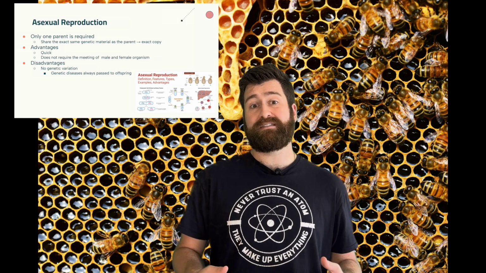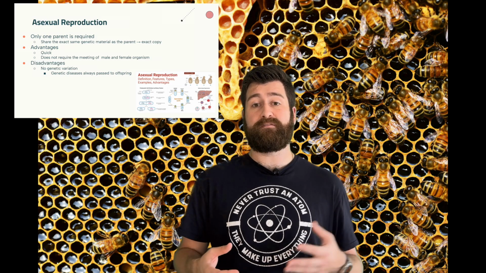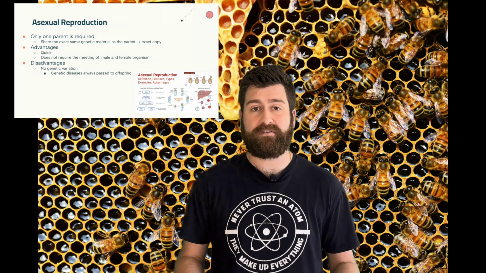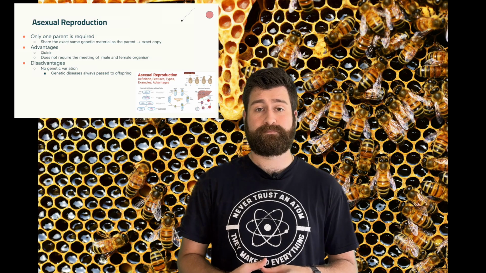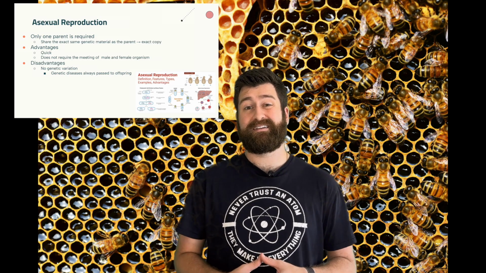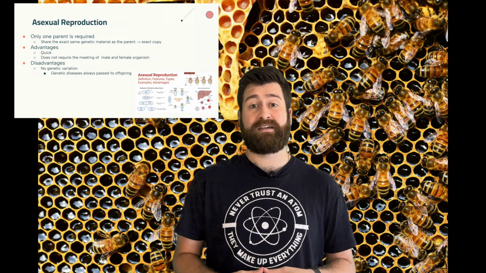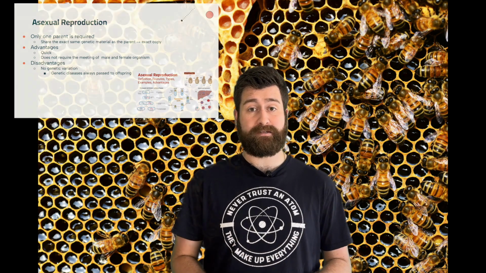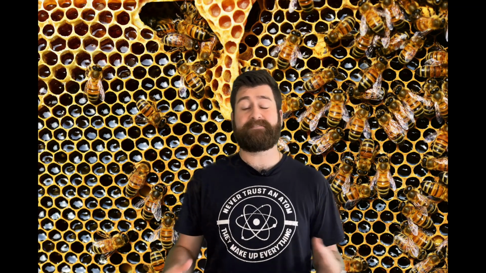Another advantage is that it doesn't require the meeting of a male and female organism. This allows organisms to reproduce that are not near others of their same species, for example. One disadvantage is that there is no genetic variation. This means that genetic diseases will always be passed on to their offspring. We've looked at advantages and a disadvantage. Now let's look at different types of asexual reproduction.